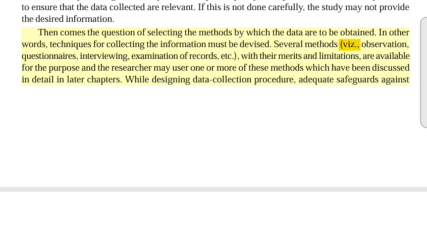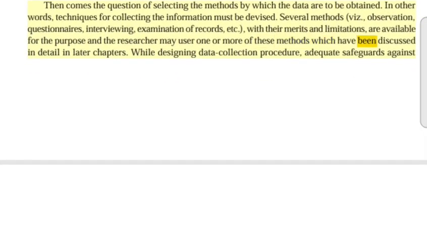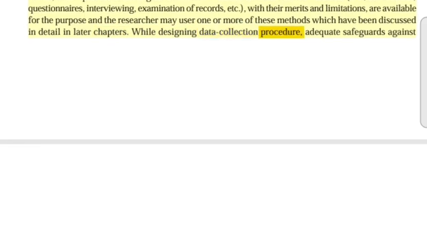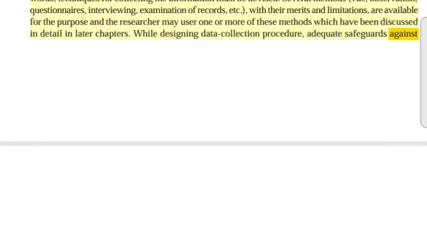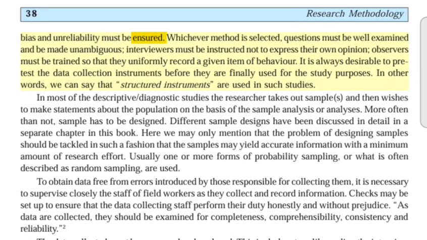Several methods, viz. observation, questionnaires, interviewing, examination of records, etc., with their merits and limitations, are available for the purpose, and the researcher may use one or more of these methods which have been discussed in detail in later chapters. While designing data collection procedure, adequate safeguards against bias and unreliability must be ensured.